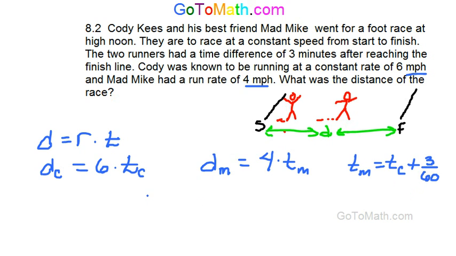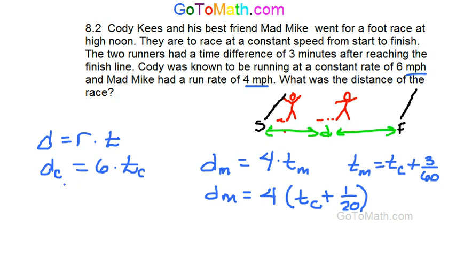Makes sense. Okay, so we can actually rewrite d of m now as 4 times T of C plus, and this actually will reduce down to, I want to reduce that down to 1 over 20, I guess. Okay, so remember, that kind of stuff will get you minutes and miles per hour. Alright, since this is miles per hour, we need our time in hours also.